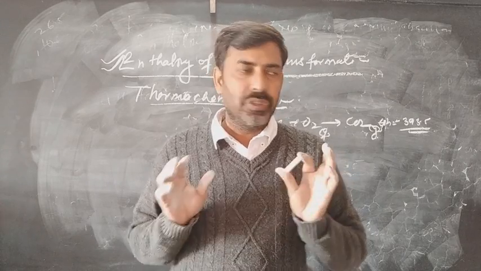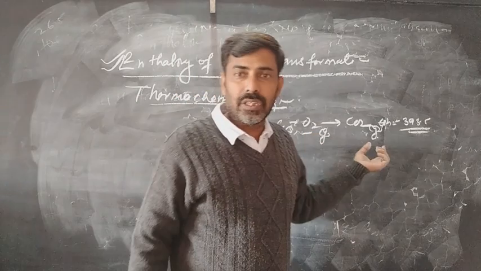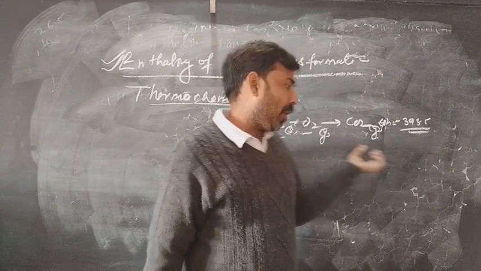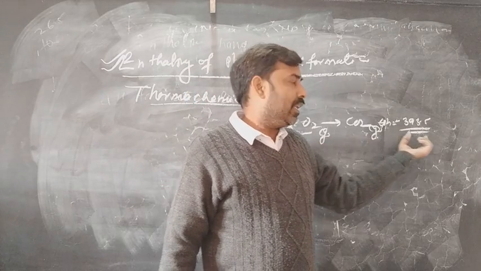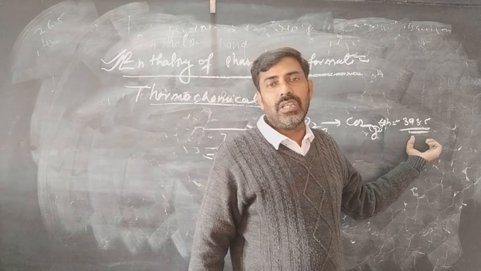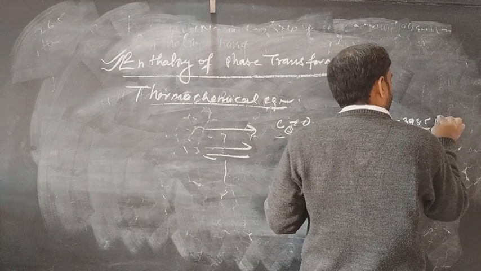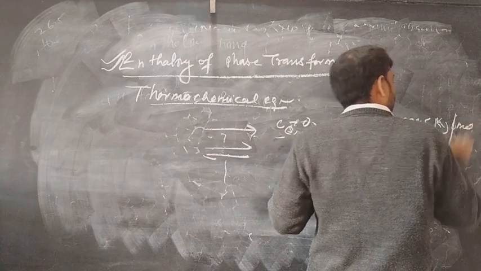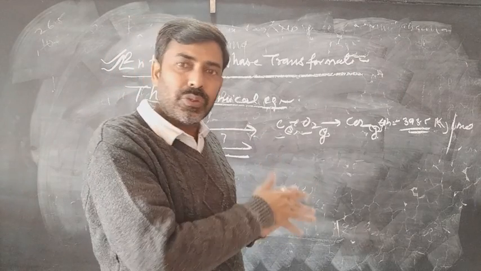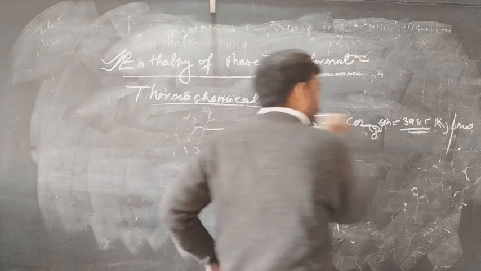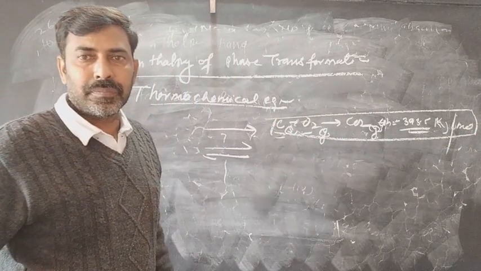Clear? So this is the thermochemical equation. We have written carbon and oxygen reacting with each other to give carbon dioxide. Here carbon is solid, oxygen is gas, carbon dioxide is gas, and the enthalpy associated is minus 393.5 kilojoule per mole. Then this is the enthalpy associated with the process. So this overall equation will be called the thermochemical equation.